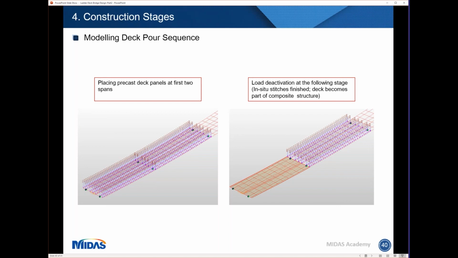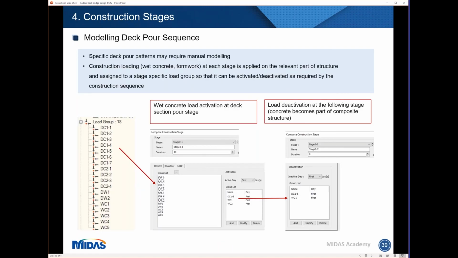the deck becomes part of the finished structure, while in the second span, the stitches are still not finished, so the deck load is still applied as a load. That's defined, if I go back here, in each construction stage as an active group or inactive group, and this applies to loads, elements and boundaries.